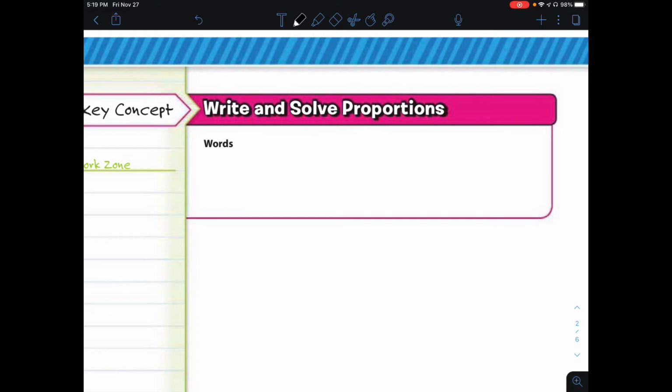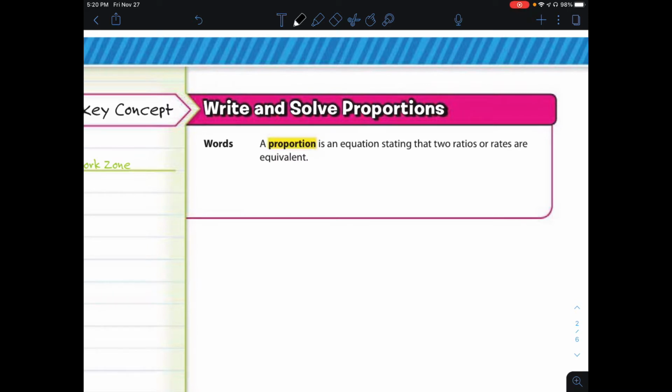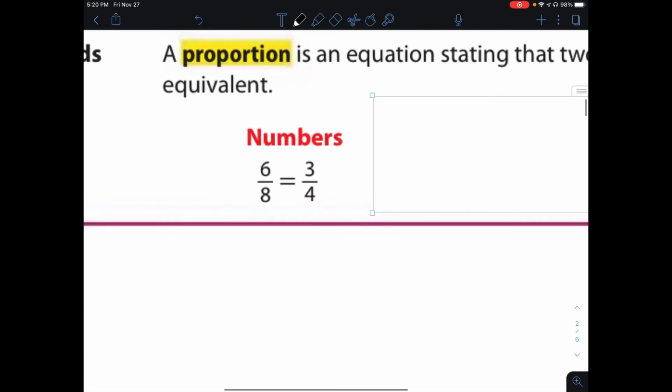So let's take a look at the definition of what a proportion is. A proportion is an equation stating that two ratios or rates are equivalent. We know that from the beginning of the lesson. So what that simply means, in numbers, is that if I have 6 over 8, it is the same as 3/4. If you notice, I can reduce 6 over 8 to 3/4 by dividing the numerator by 2 and the denominator by 2.